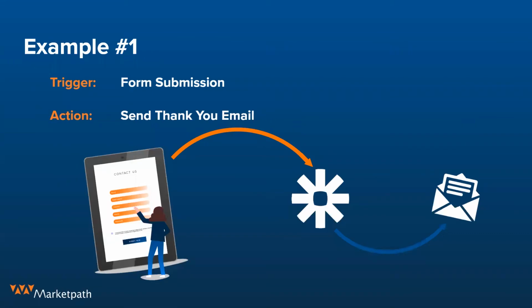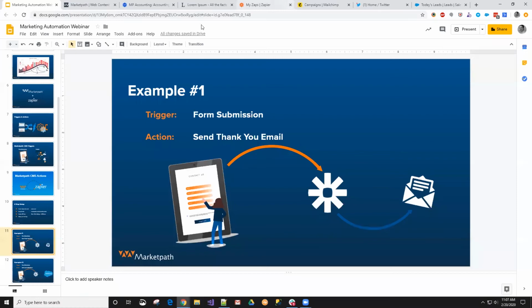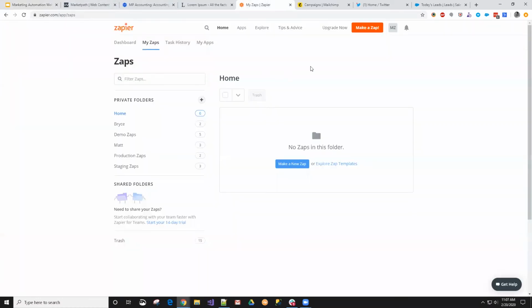Okay, so we're going to walk through a simple example here. This is a form submission, and at the end of the form submission, we're going to send a thank you email. So let me jump out of this mode here, and I already have my Zapier account created over here.